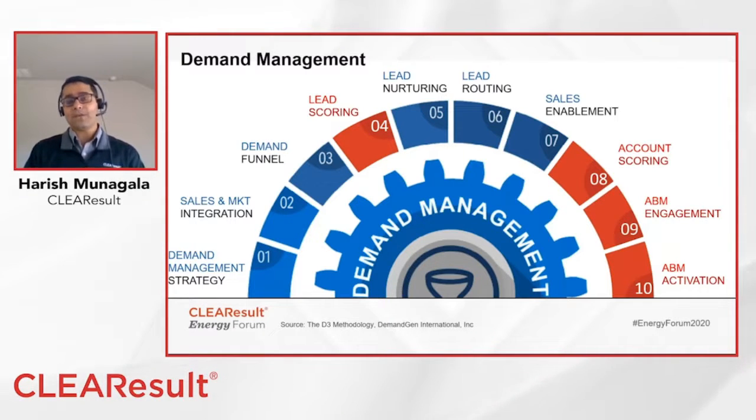Then lead routing. Once people raise their hand and express interest, we need to route them promptly to the people who can help them, and having sales or operations or program folks with enough information to help them along that process. Then the next three steps are again more focused on ABM, where we have account scoring, account-based marketing engagement, and ultimately activation. All these play a very critical role in the second stage, which is demand management.